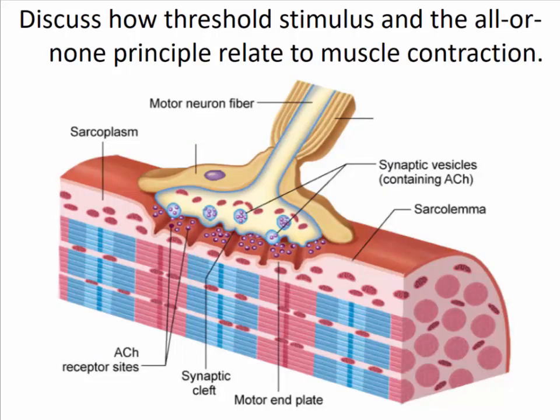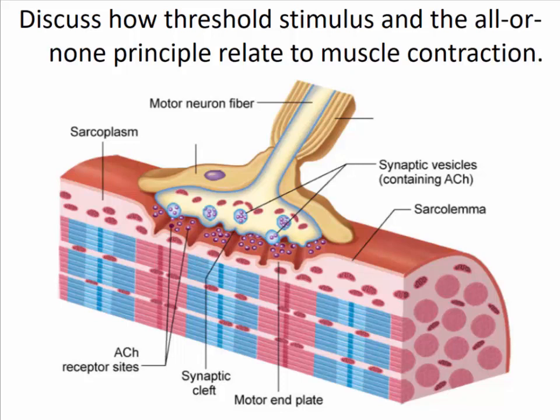Here we have another image of what we've been discussing in terms of a motor neuron attaching to the motor end plate of a muscle cell. We have synaptic vesicles containing acetylcholine, and then receptor sites on the motor end plate for acetylcholine.